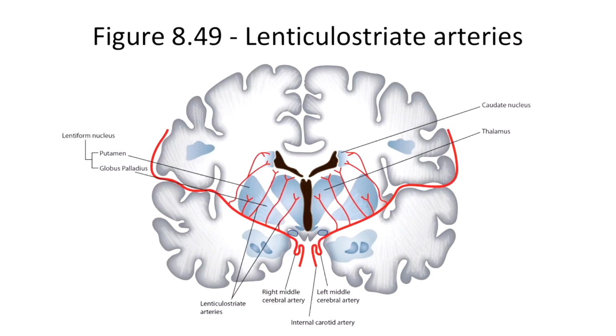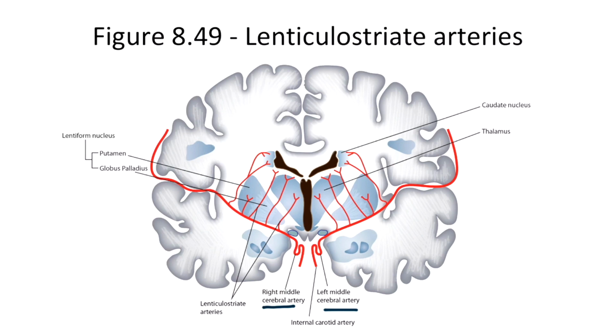This is figure 8.49, which provides a coronal view of the lenticulostriate arteries. Notice that the lenticulostriate arteries are branches of the middle cerebral arteries. So we have the right middle cerebral artery and the left middle cerebral artery. It's important to know that the lenticulostriate arteries supply blood to the internal capsule and basal ganglia.